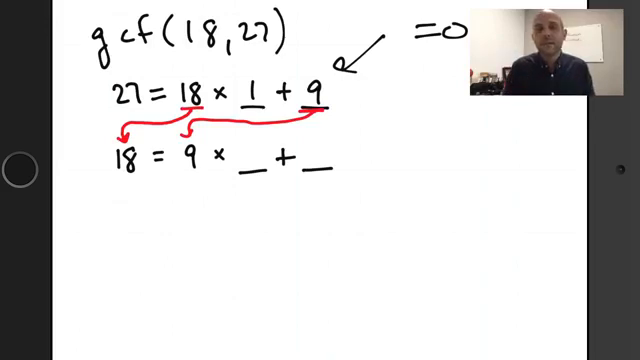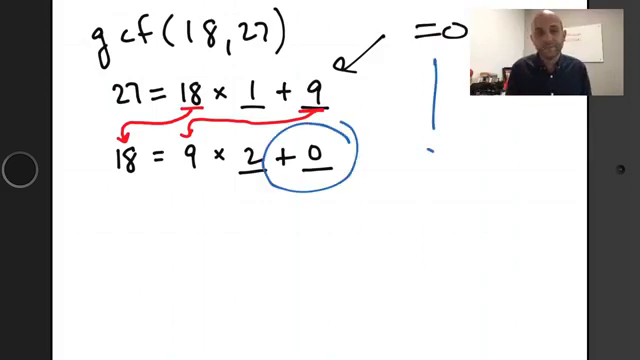Okay. And again, like the previous one, you say, oh, awesome. 18 and 9 are connected. 9 is a factor. 9 times 2 plus 0. And I'm done. That's exactly what I was looking for. And remember, if I do this right, this is my GCF. It's 9.